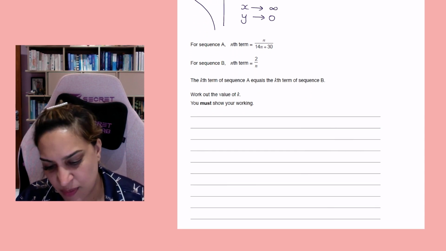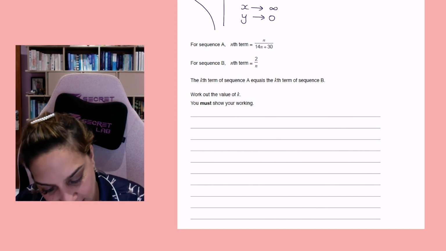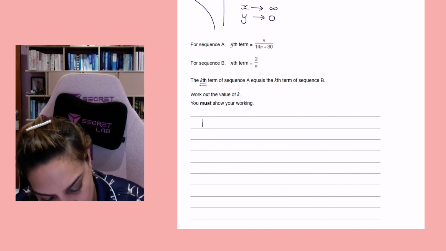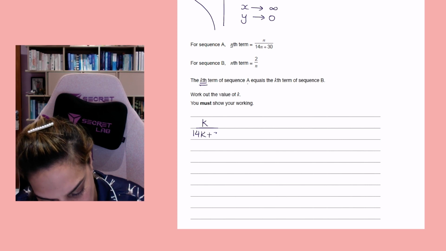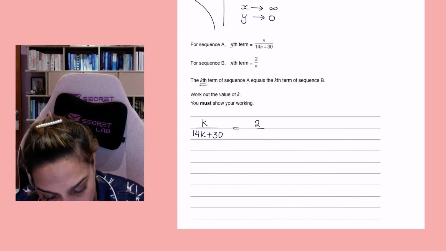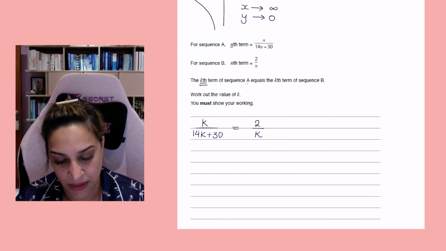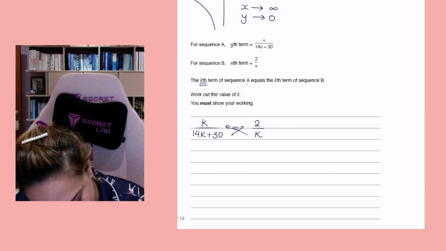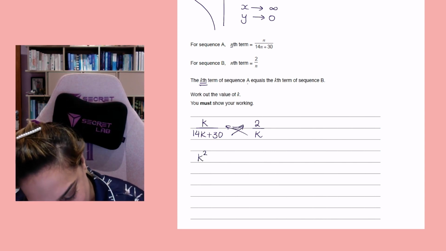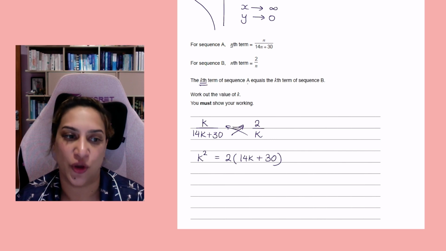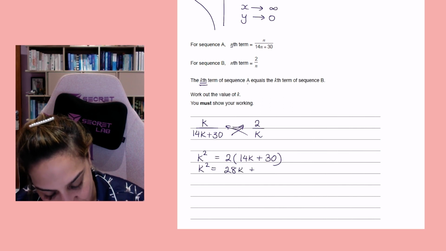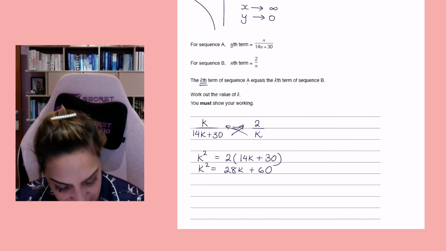Right, there's no limiting value in the first bit anyway, so it's saying the kth term, so instead of n, we're putting k, of sequence A, so 14k plus 30 is equal to putting k into sequence B. Okay, what we can do now, we're going to cross multiply. So that gets multiplied by that. So you get k squared equals 2 times 14k plus 30. Open it all out. We get k squared equals 28k plus 60. Move everything onto one side.